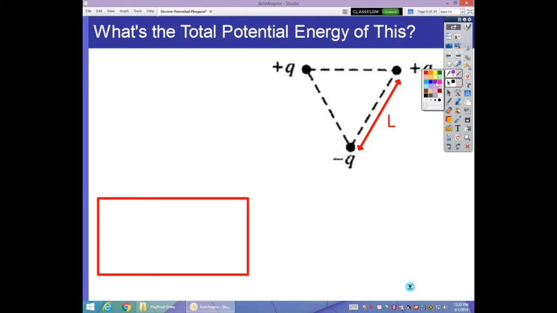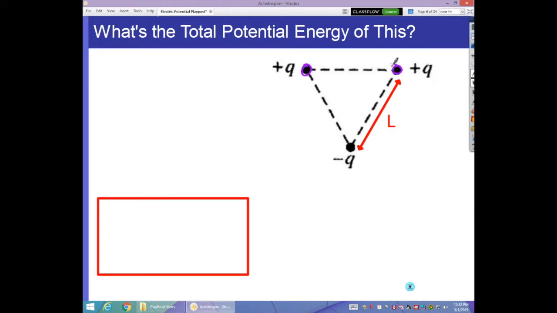All right, well, I'm here to tell you the solution here. So let's take a look at some of our charges. We've got these two charges together, plus Q and plus Q. Well, let's give them some numbers. This is 1, this is 2, and this is 3.